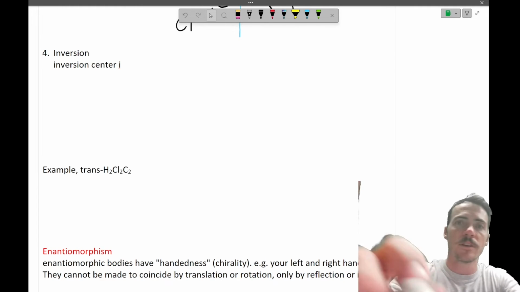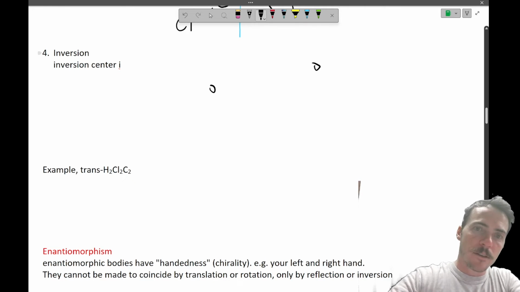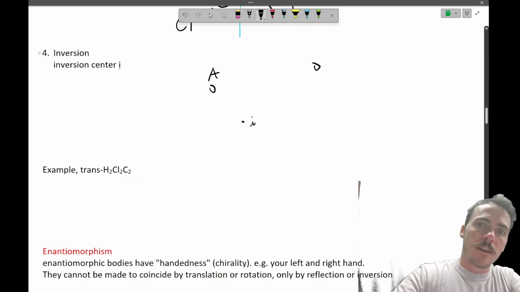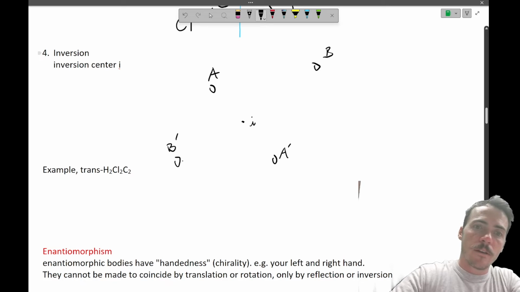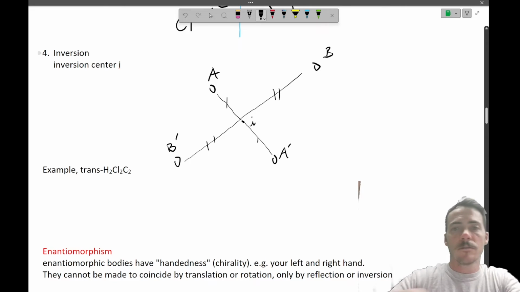So let's draw an example of this. Let's say that I've got an atom A and B, right? And then I have an inversion point right here. We'll call that an inversion point I. If I take atom A and atom B and invert them through it, that gives me an atom A prime over here and B prime over here. These distances are once again preserved as we invert them through that inversion center.